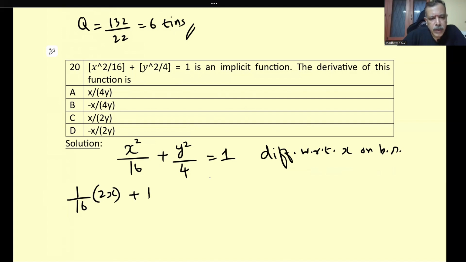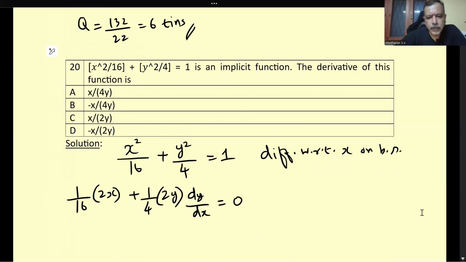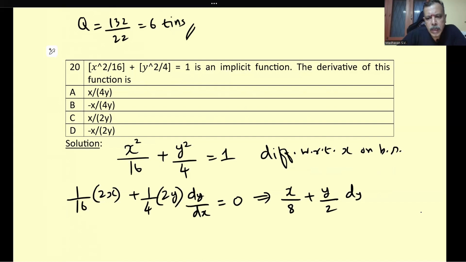Here 1 by 4 is a constant. If I differentiate y square, it is 2y. And y is a function of x, so we have to differentiate y again with respect to x. You get dy by dx. If I differentiate 1, since it is a constant, it is 0. So now this can be simplified as x by 8 plus y by 2 dy by dx equal to 0.